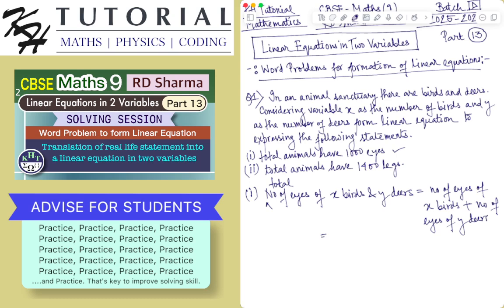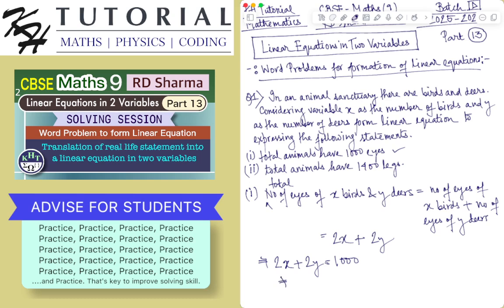One bird has two eyes, so x birds will have 2x eyes, plus each deer has two eyes, so y deers will have 2y eyes. So the total number of eyes of x birds and y deers is 2x plus 2y, and it is given that the total animals have 1000 eyes. So we must have 2x plus 2y is equal to 1000. This is the linear equation that we have formed expressing the statement that total animals have 1000 eyes.